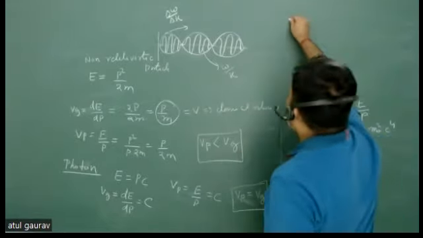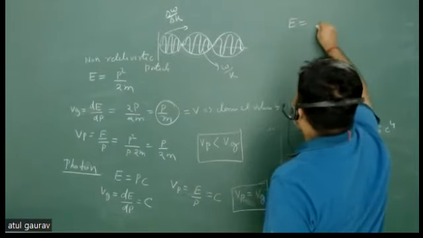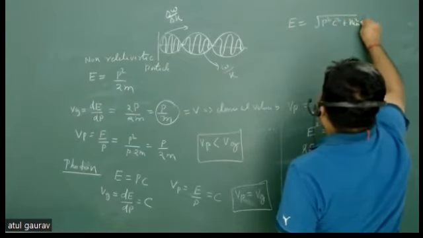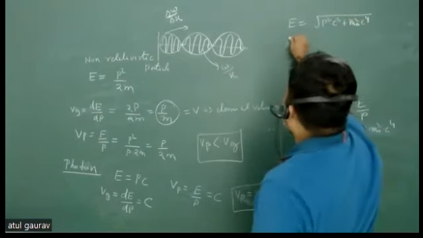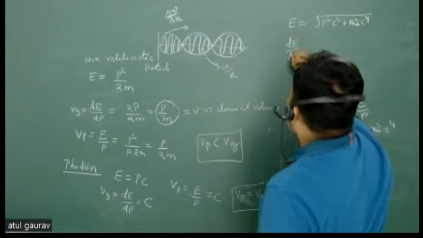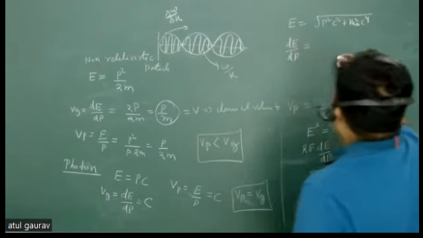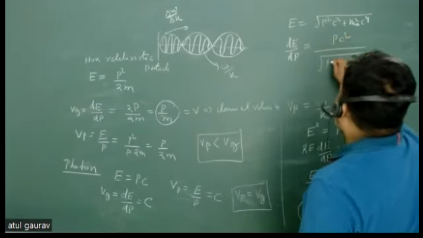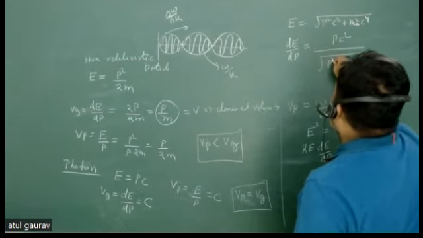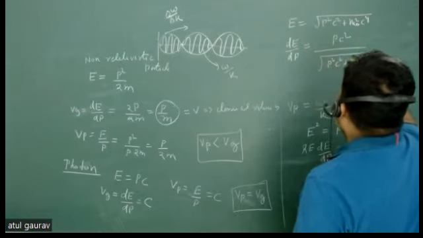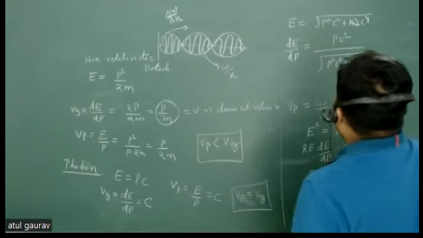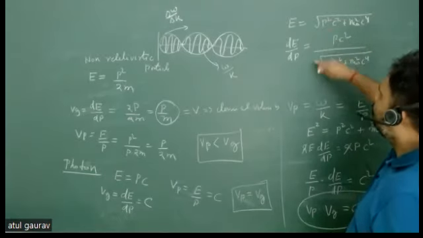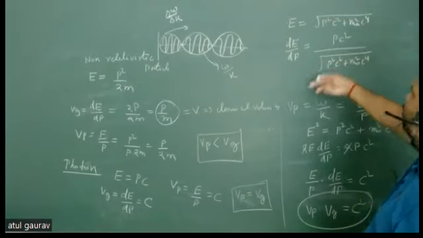The energy for the relativistic particle is root under P square C square plus M naught square C to the power 4. So what will be dE upon dP? Calculate and tell me what it will be. You have P C square upon root under P square C square plus M naught square C to the power 4. Can you write that? We differentiated, the 2 of P square came, and 2 and 2 cancelled. Yes.